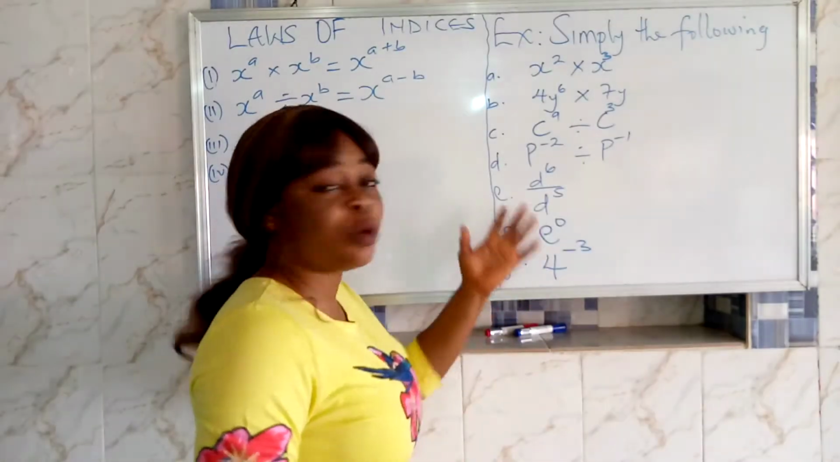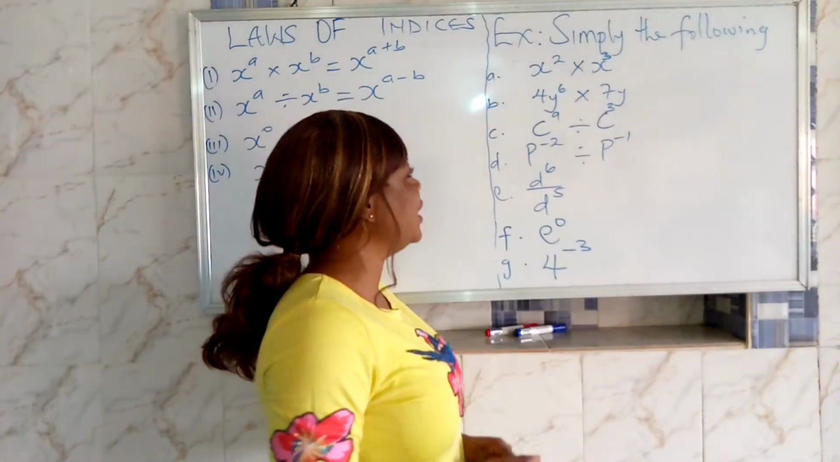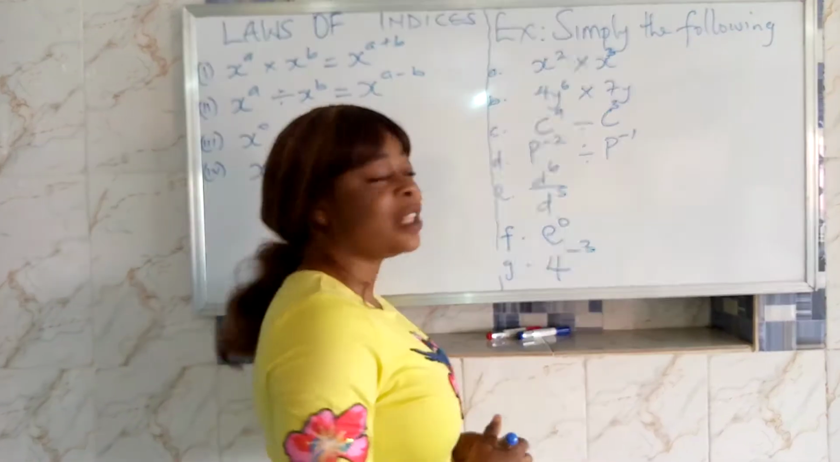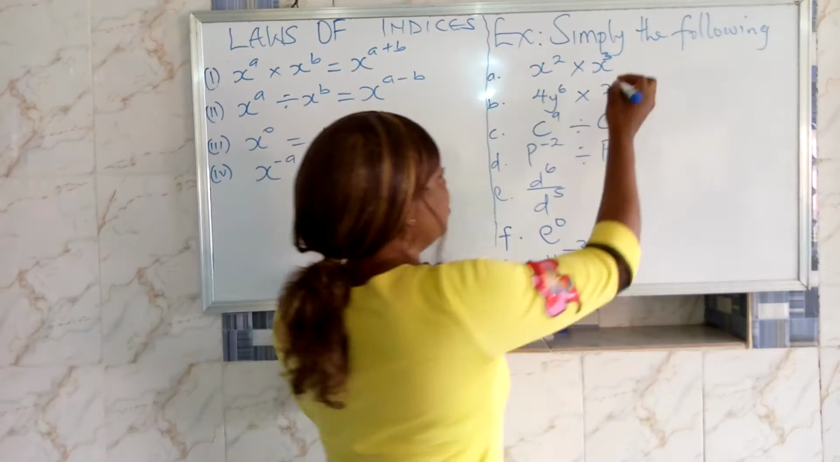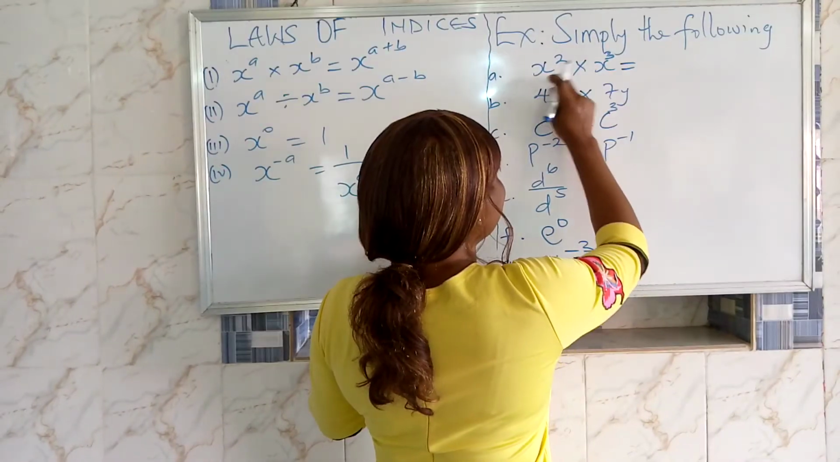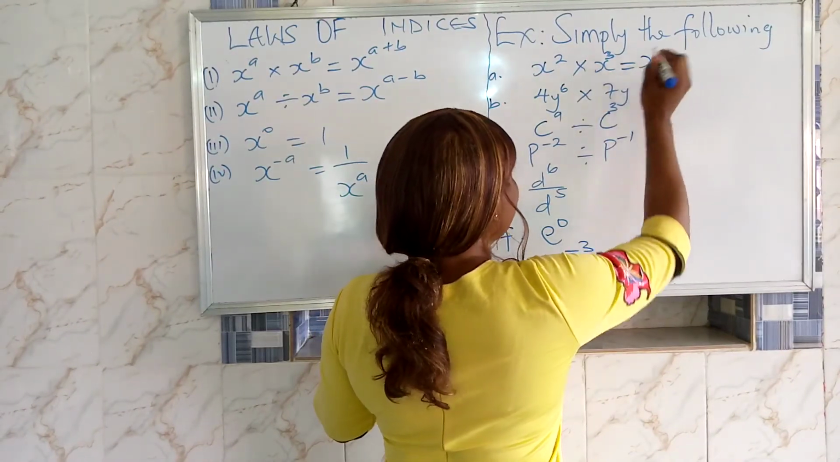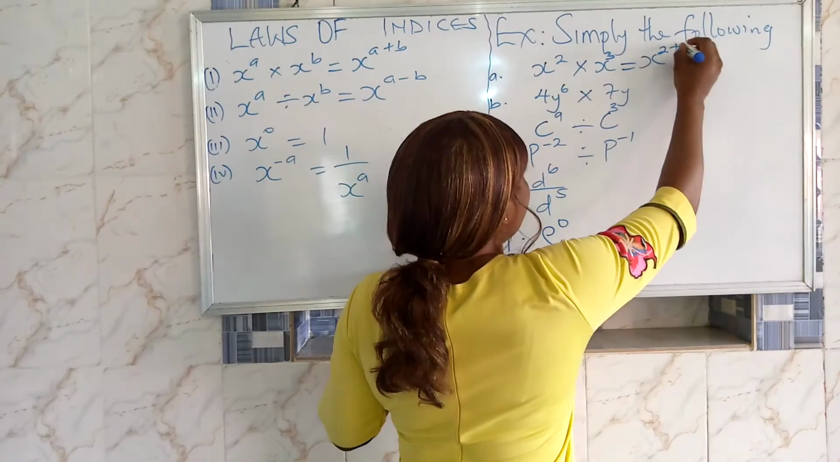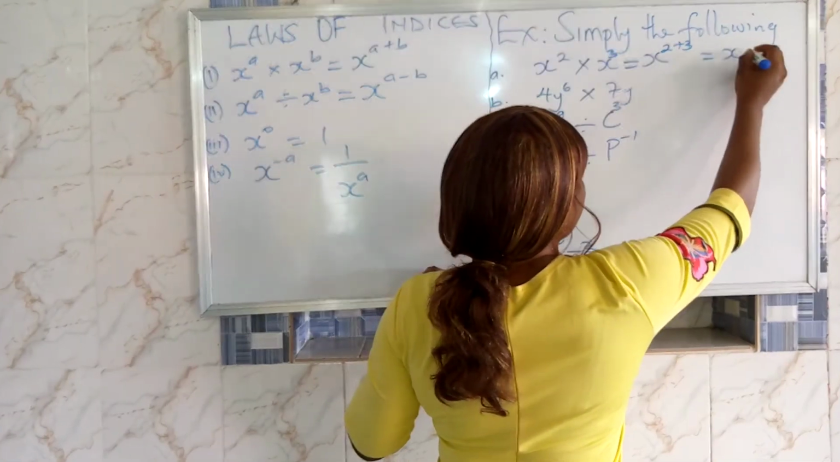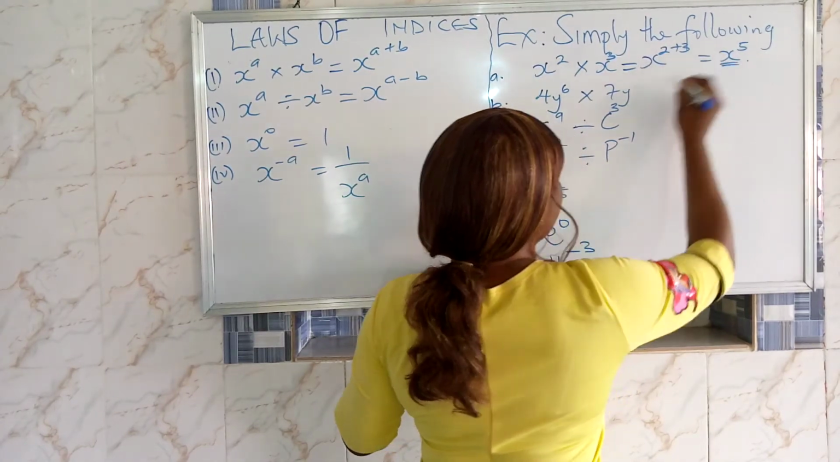Now let's solve the questions. The first one is x raised to power 2 times x raised to power 3. If you look at this question very well, I'm going to use the first rule. So this is equal to x, which is common to both of them. I take my x and my power, I just add them together. That's 2 plus 3, which will give me x raised to the power of 5, which is my final answer.